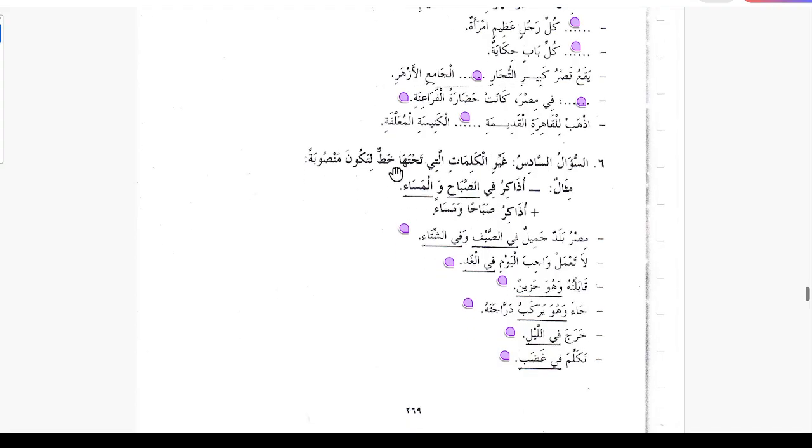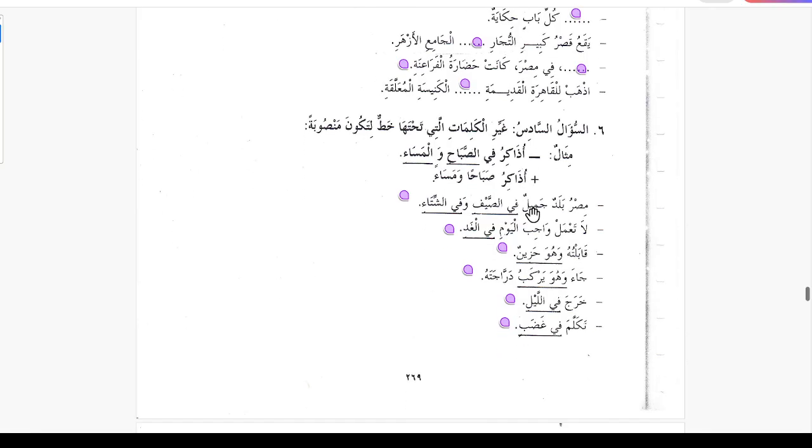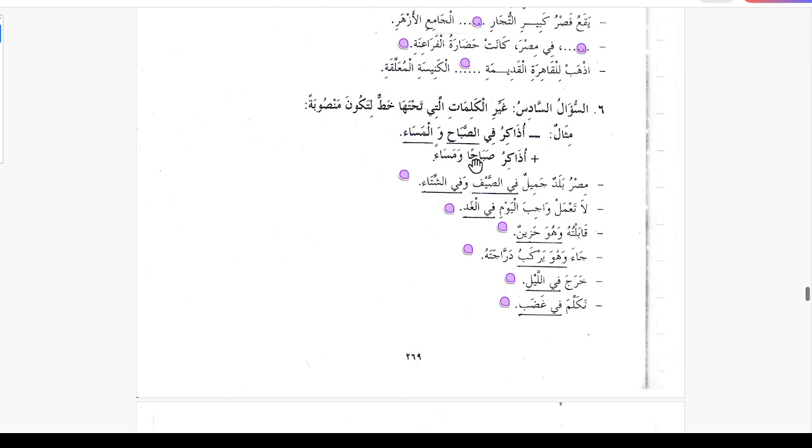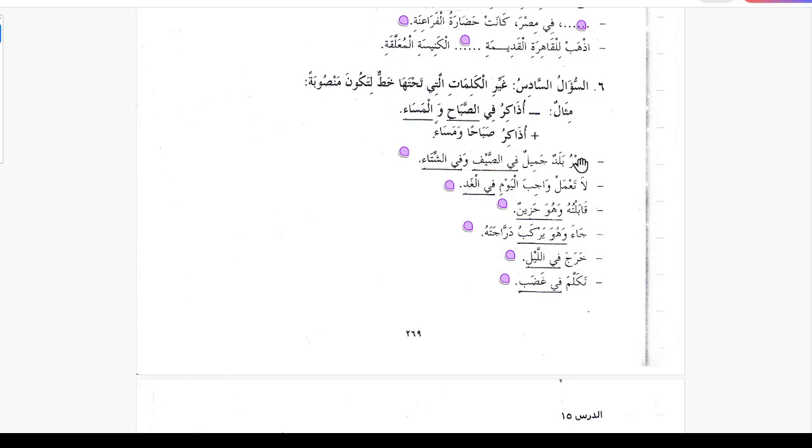Now question number 6. Ghayyir al-kalimat allati tahtaha khatt li takuna mansuba. Change the underlined words to mansoob. For example, uzakiru fi sabahi wal masai. So fi sabahi we can just change to sabahan, and masai to masaan. I study in the morning and evening. So sabahan and masaan is making it a mansoob.